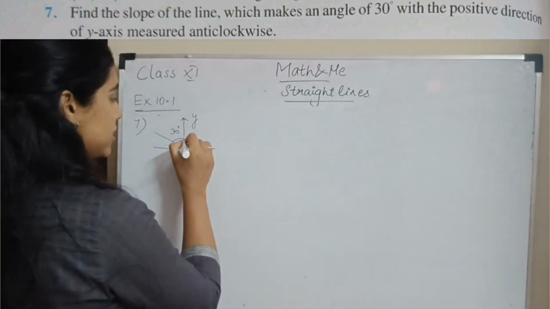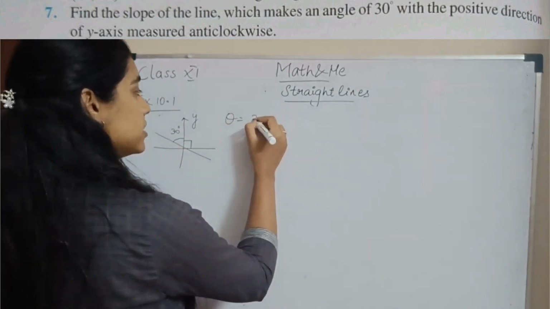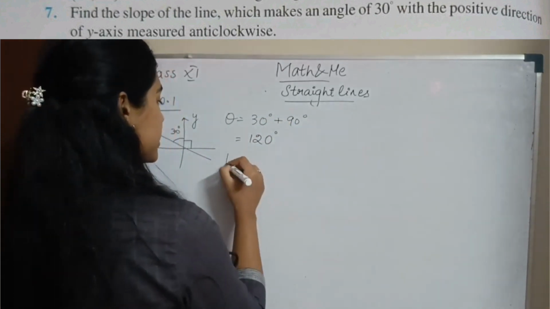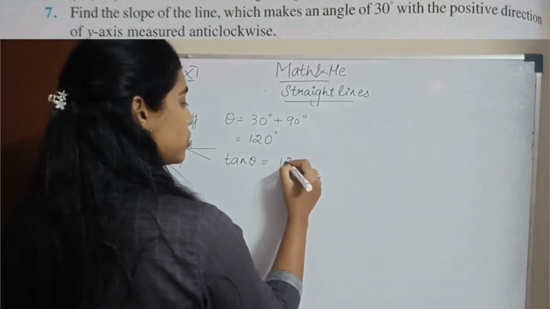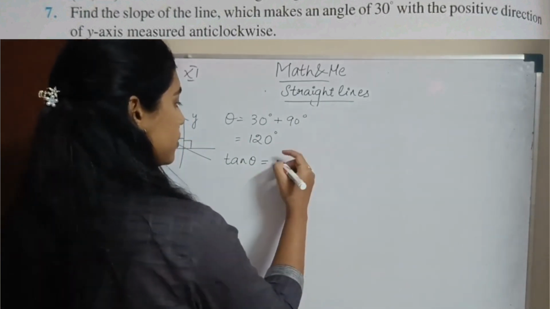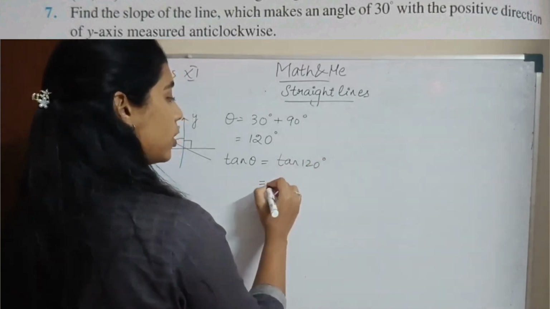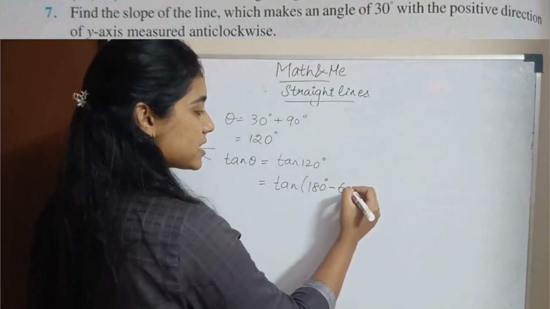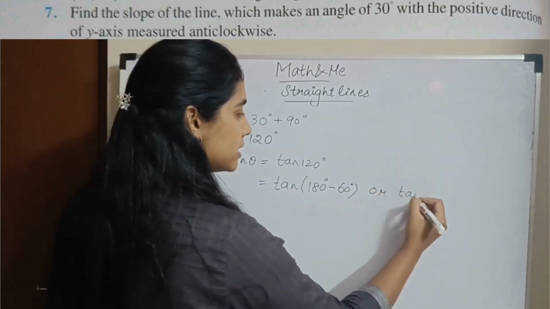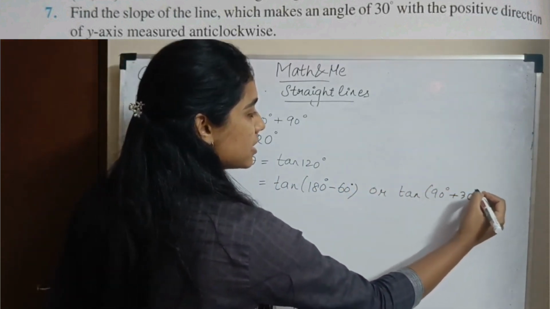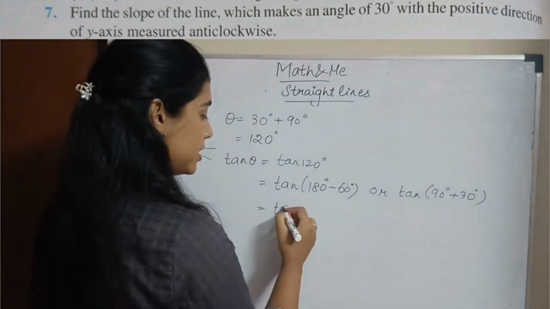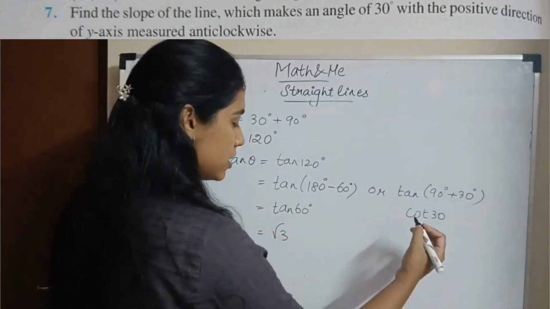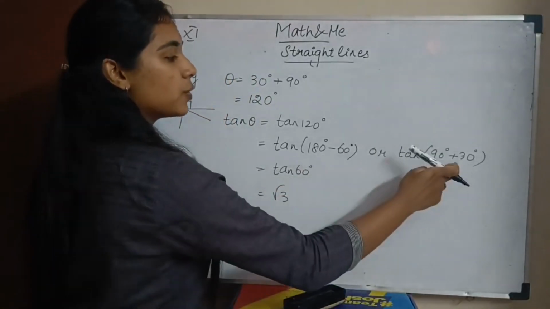So what is the slope of the line? This angle is 90 degrees. So the whole theta is 30 degrees plus 90 degrees, which is equal to 120 degrees. The slope of a line is tan theta, which is tan 120 degrees. How do you find the value of tan 120 degrees? You can either do tan of (180 degrees minus 60 degrees), or tan of (90 degrees plus 30 degrees). So you get tan 60, which is equal to root 3, or cot 30, which is also root 3. So you can do it either way.